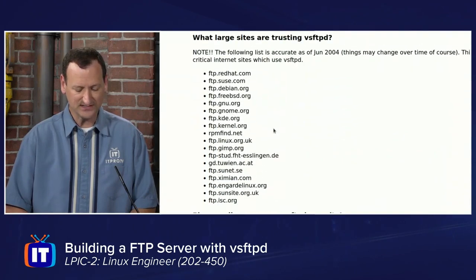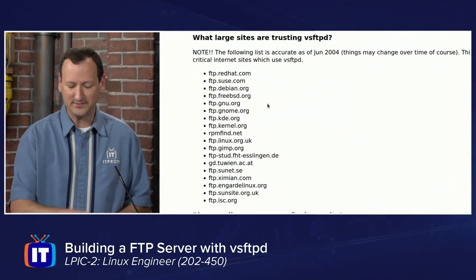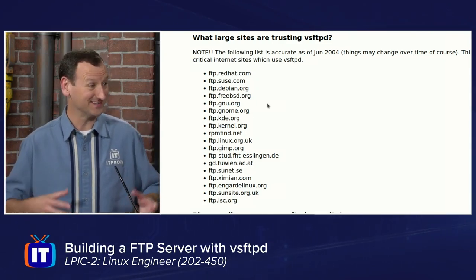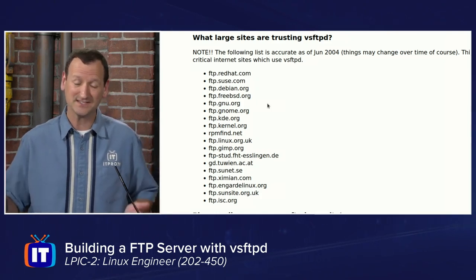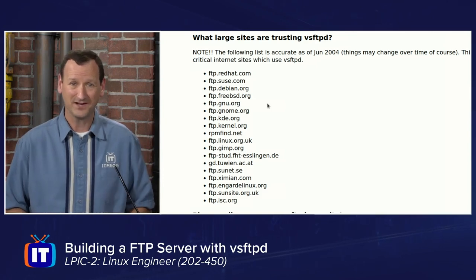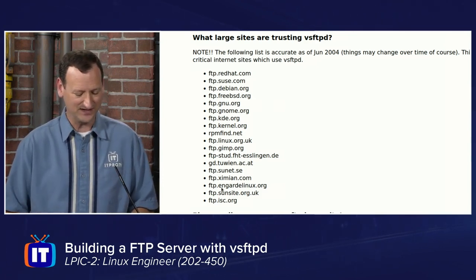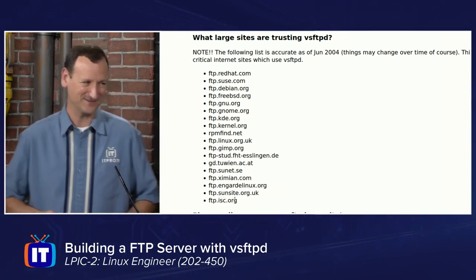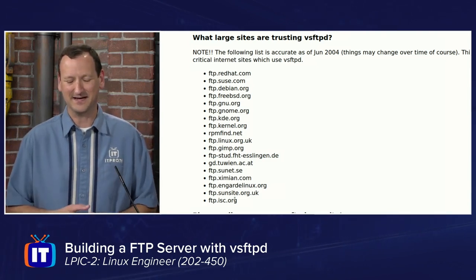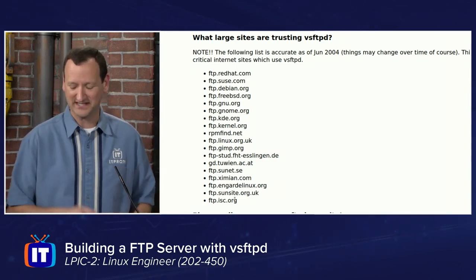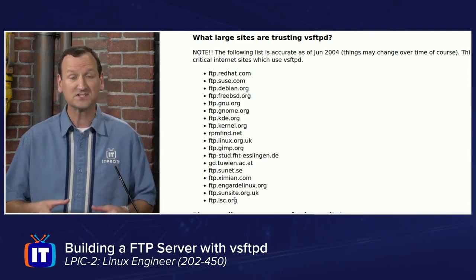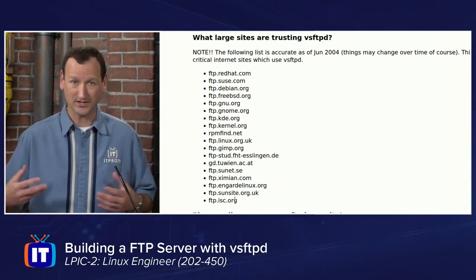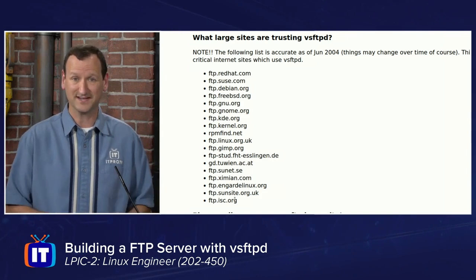And you'll see his big list: Red Hat, SUSE, Debian, FreeBSD, GNU, GNOME, KDE, kernel.org. These are just a laundry list of the biggest names in Linux, all relying on VSFTPD. And I always thought it was funny, ISC is on the list because ISC has their own FTP server, but they use VSFTPD because that's really a step up from your standard basic FTP server. So this server has become ubiquitous across the internet. Just about every site you hit that's running a public FTP server is using VSFTPD.